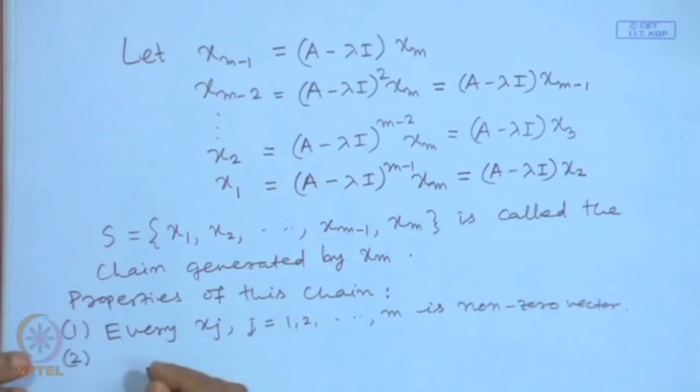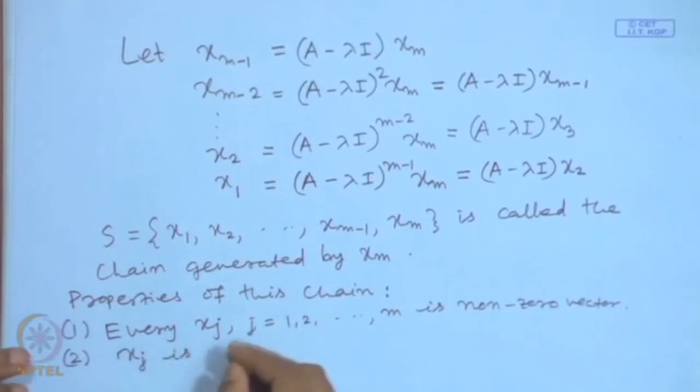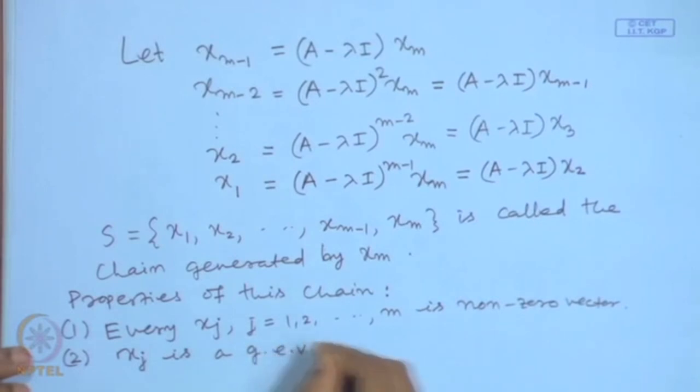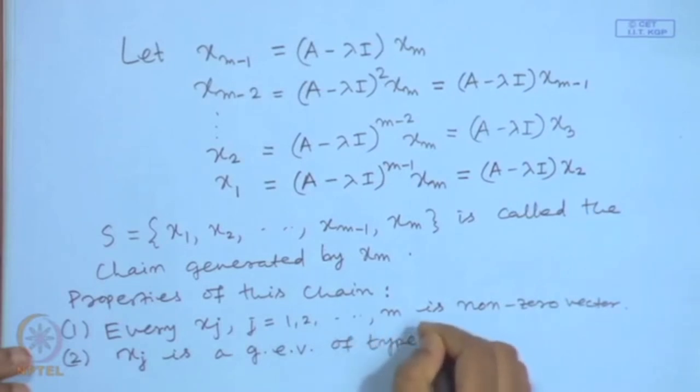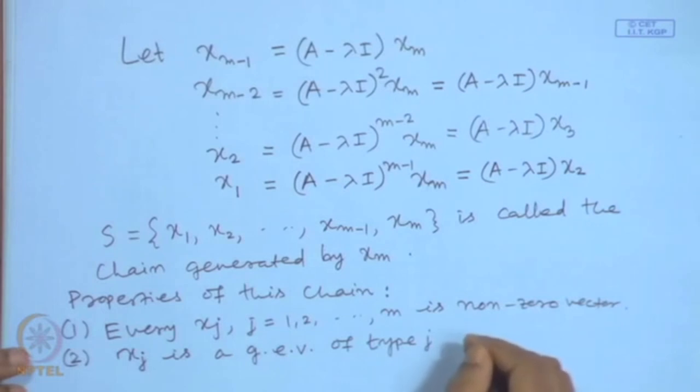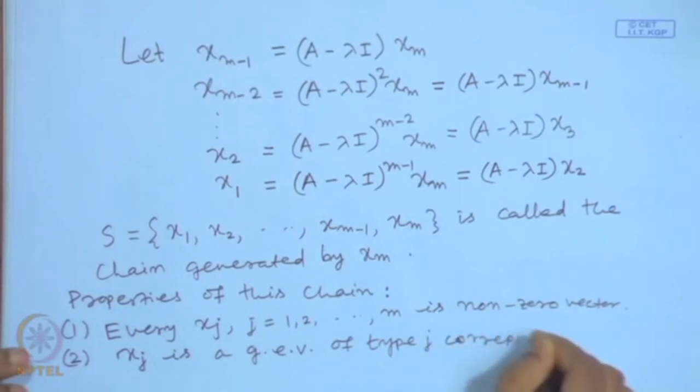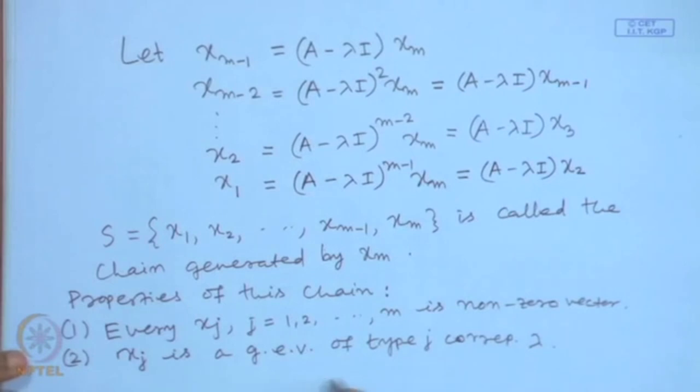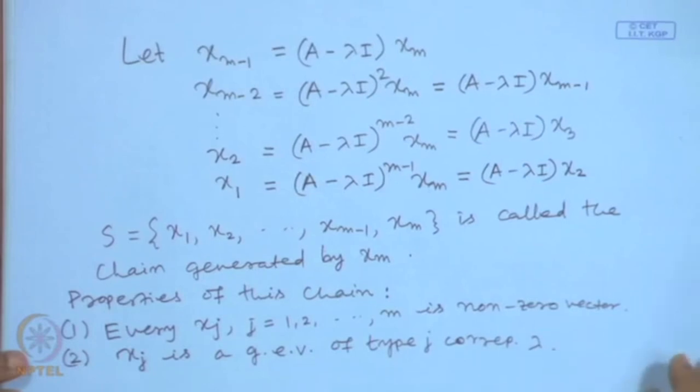And the second property is that every x_j is a generalized eigenvector of type j of the matrix A, corresponding to λ. So, every x_j is a generalized eigenvector of type j corresponding to λ.